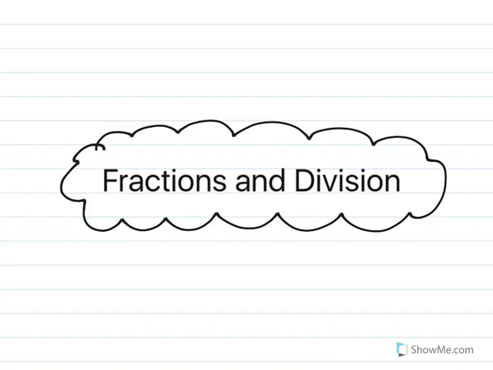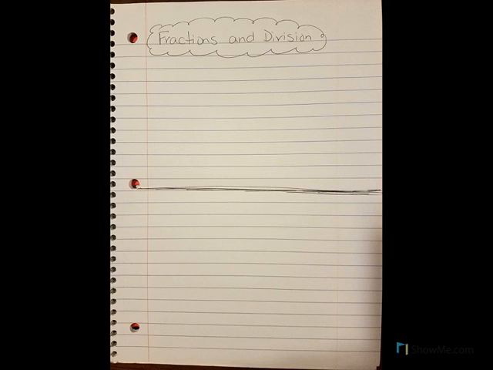Here we're going to see how we can incorporate fractions when we're dividing different objects amongst a certain amount of people or groups. The first thing you need to do is divide your paper in half, just like it's shown here, and we're going to show two examples of how we can use fractions and division.